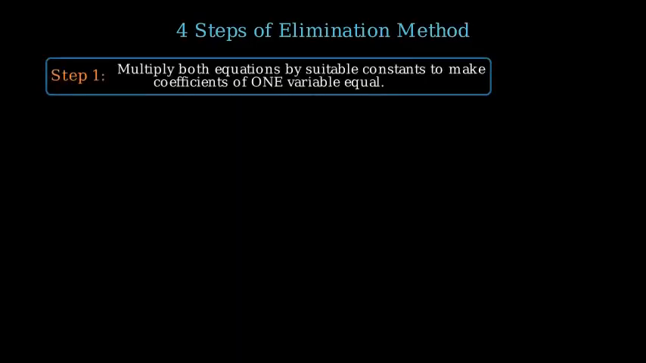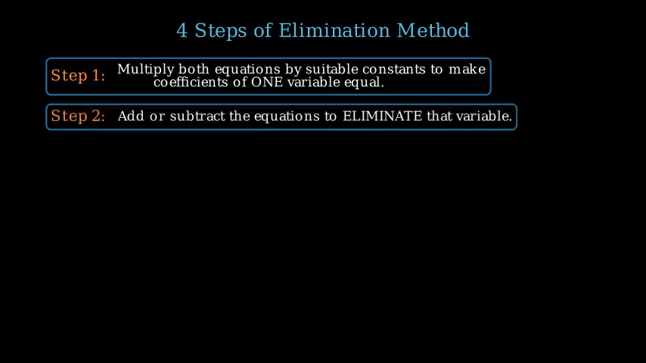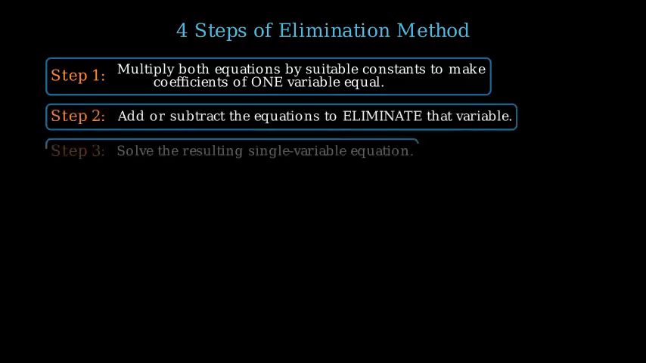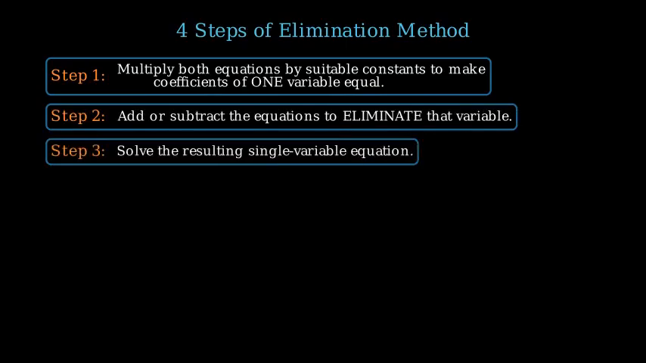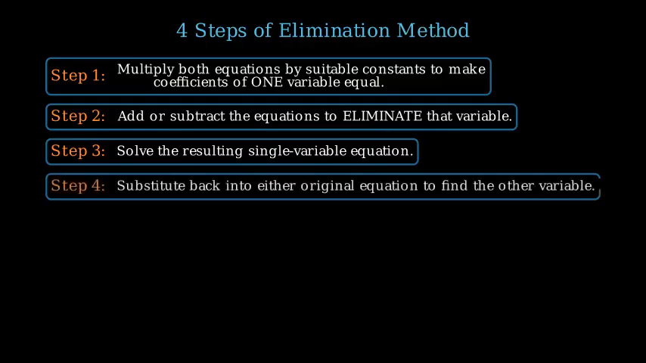The elimination method, another powerful algebraic approach. The idea is to eliminate one variable by adding or subtracting the two equations. The method has 4 steps. Step 1. Multiply one or both equations by suitable constants so that the coefficients of any chosen variable become equal in both equations. Step 2. Add the equations if the equal coefficients have opposite signs, or subtract if they have the same sign.